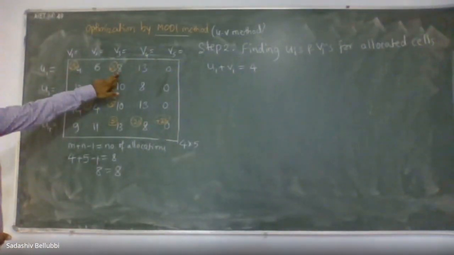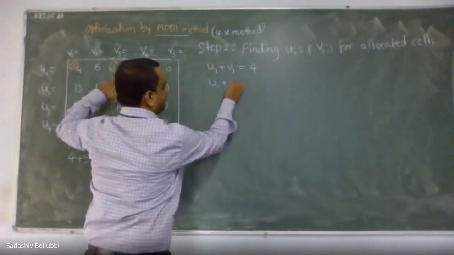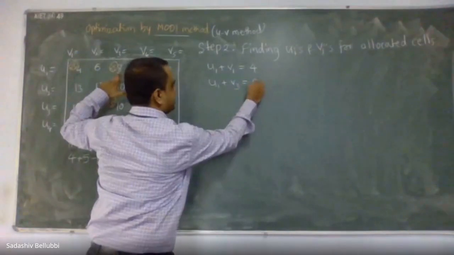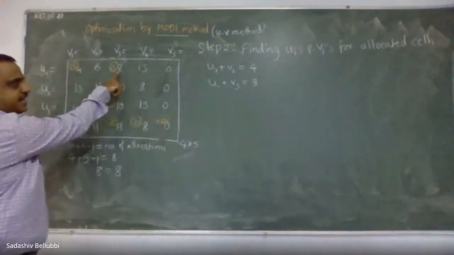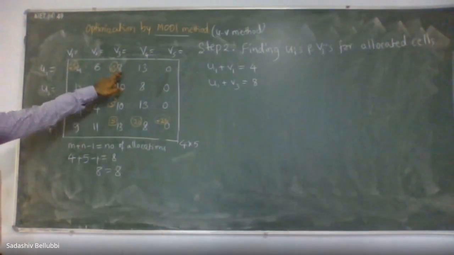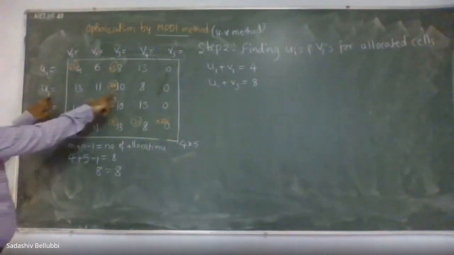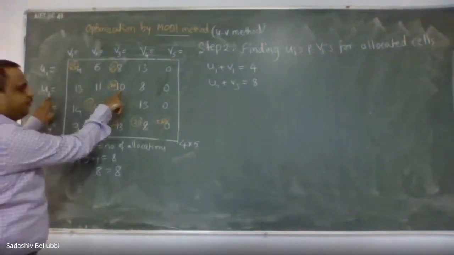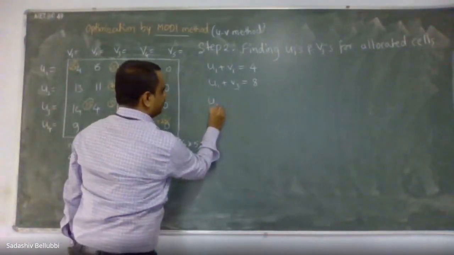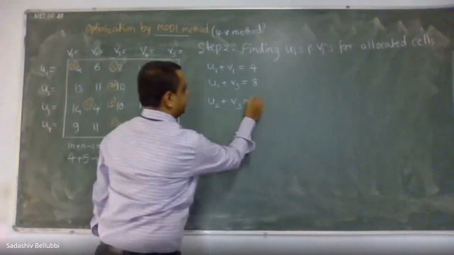Next one, u1 plus v3 equals Cij, which is 8. This cost is 8. We should not write the allocations; we need to write the Cij, that is the unit transportation cost. Next one is u2 plus v3 equals 10.